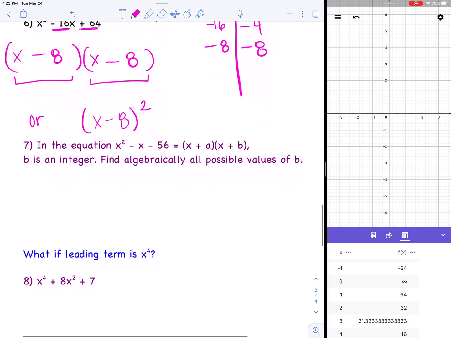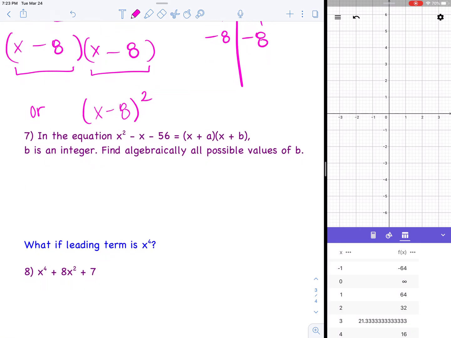Okay, this last example is just different wording asking for the exact same thing. In the equation, they write down this polynomial x squared minus x minus 56 is equal to this factored form. So they set it up that the x's are going to be first in both parentheses. And they're letting you know that b is an integer. Find algebraically all the possibilities of b. So this is a factoring question. You just need to factor the same way we were doing.